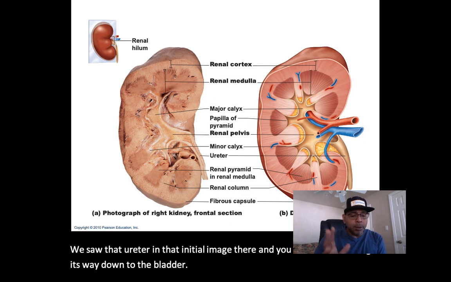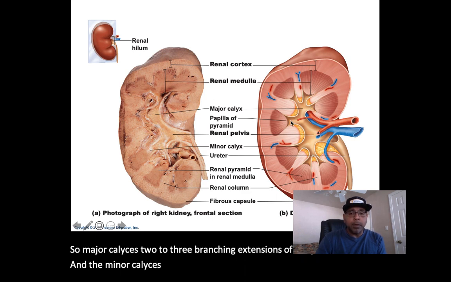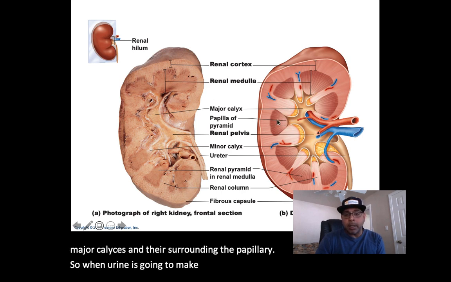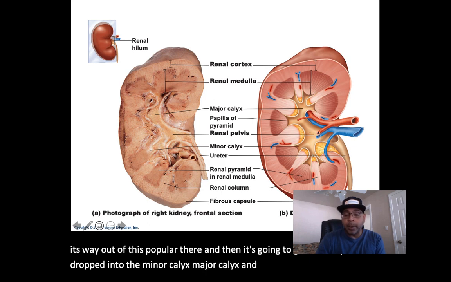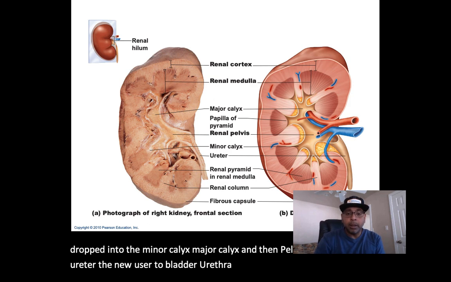So major calyces, 2 to 3 branching extensions of the pelvis. And the minor calyces, you can see even more or further branches of the major calyces, and they're surrounding the papillae. So when urine makes its way out of this papilla, it's going to get dropped into the minor calyx, major calyx, and then the pelvis, and then into the ureter, then the bladder, urethra, and toilet.